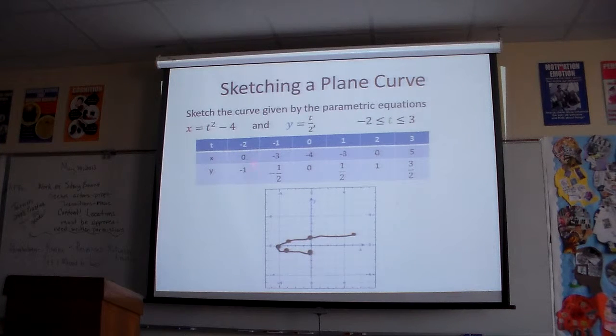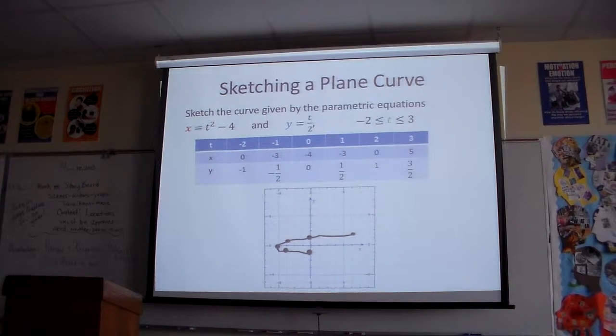Here are our points: (0, negative 1), (negative 3, negative 1/2), (negative 4, 0), (negative 3, 1/2), (0, 1), and (5, 3/2). The x, y make our point after this many seconds. This is how we end up getting it. We put the t in, and it gives us the x and the y. But that's kind of the definition of a parametric function.